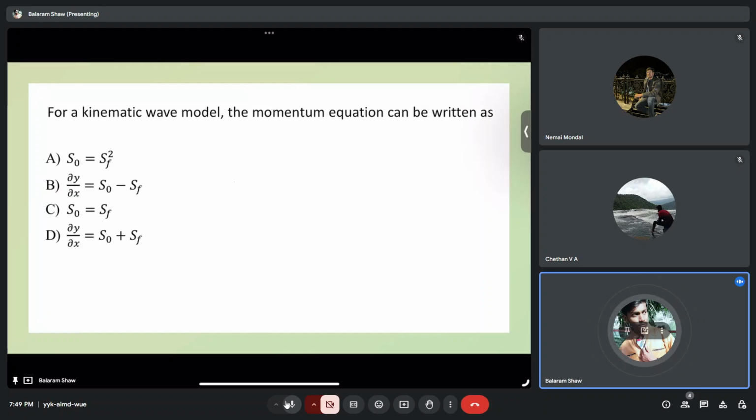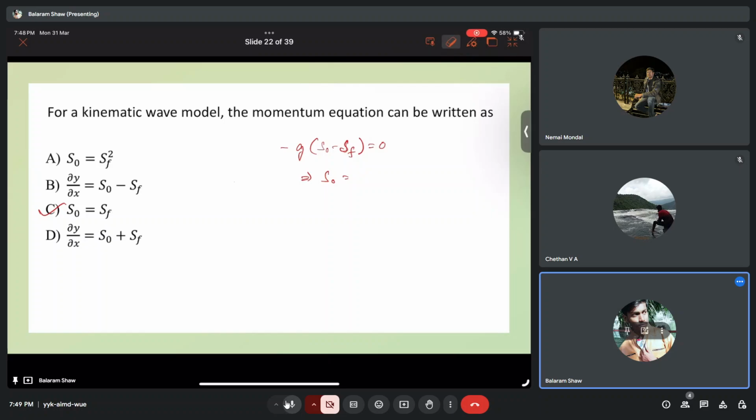Okay, so the next question is, for a kinematic wave model, the momentum equation can be written as, we have just seen that, right? Let's say if you write this as 0, you can write this as S not equals to SF, correct? So the correct answer will be C.